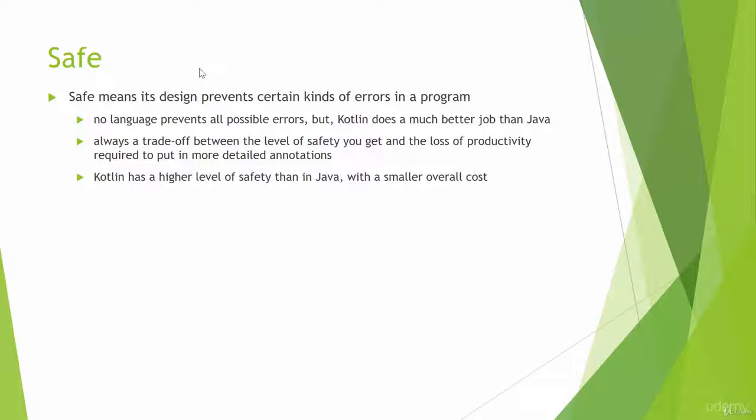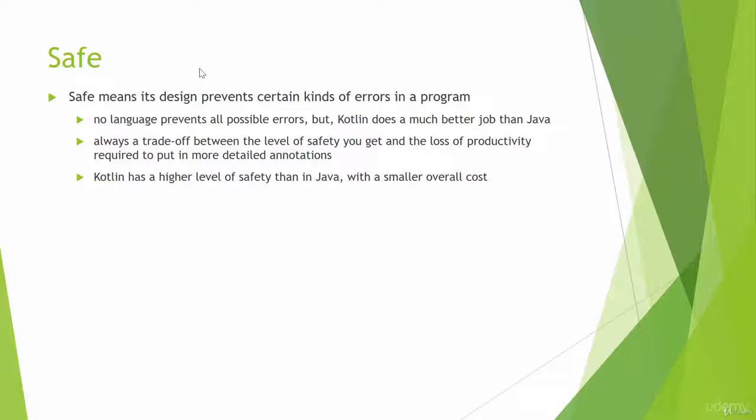It's safe. And what safe means is its design prevents certain kinds of errors in a program. Now, we know that you're going to have bugs in your program. No language or compiler can prevent all possible errors, especially logic errors. But Kotlin does a much better job than Java.